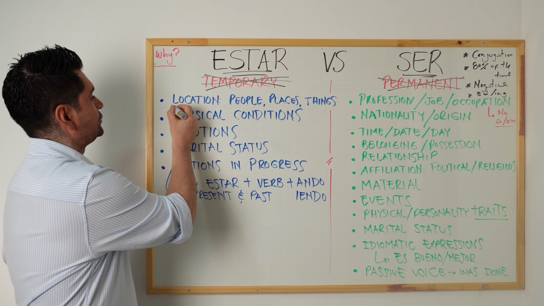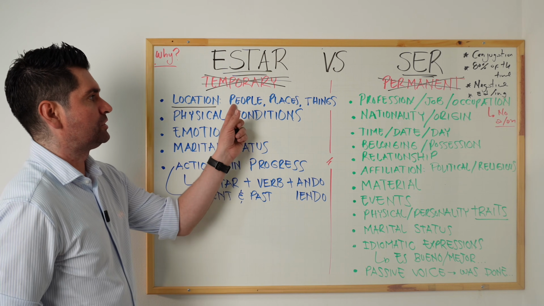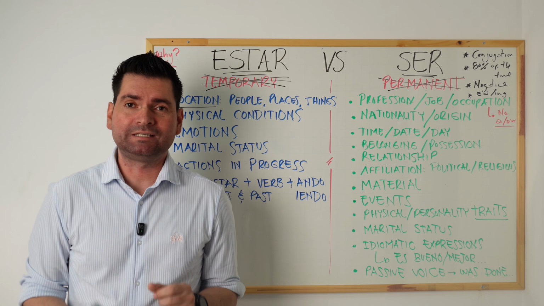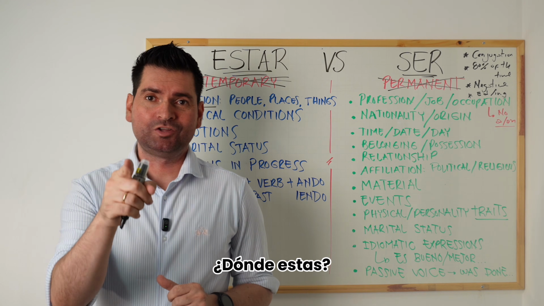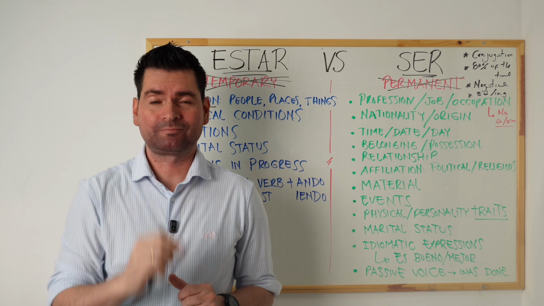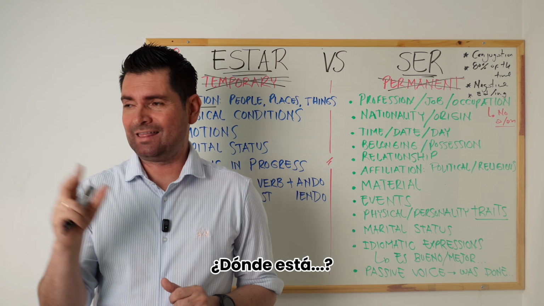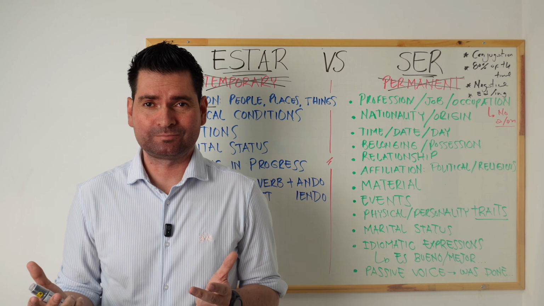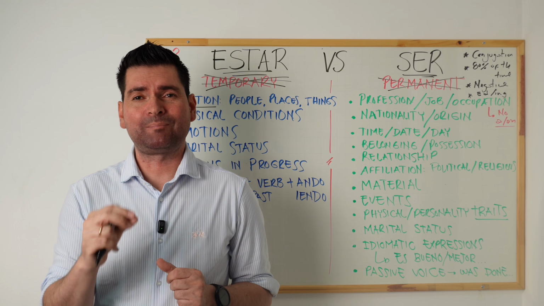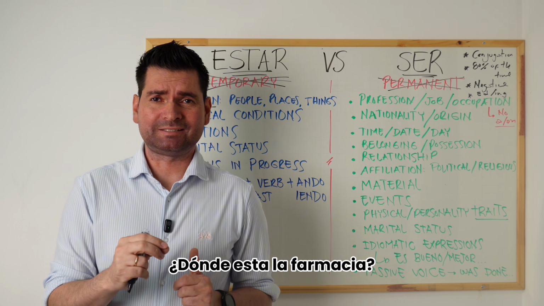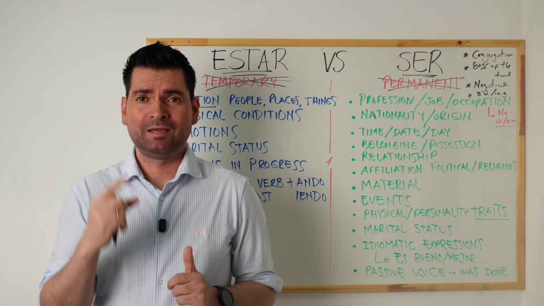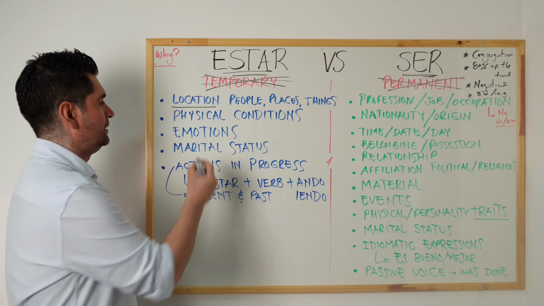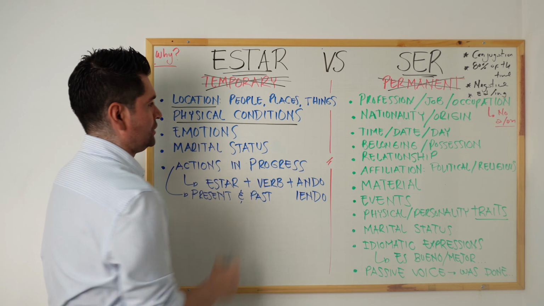First of all, we're going to talk about location. Location of people, places, and objects. The common question for location is, ¿Dónde estás? ¿Dónde estás tú? Where are you? ¿Dónde está? A thing. I can say, where is my phone? ¿Dónde está mi teléfono? And I can use it for a place. ¿Dónde está la farmacia? Where is the pharmacy? People, places, and objects.